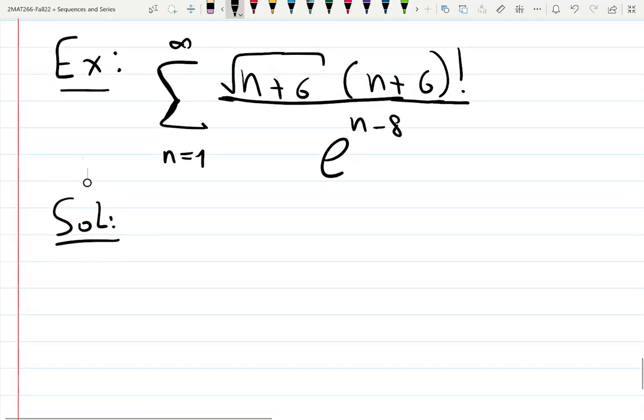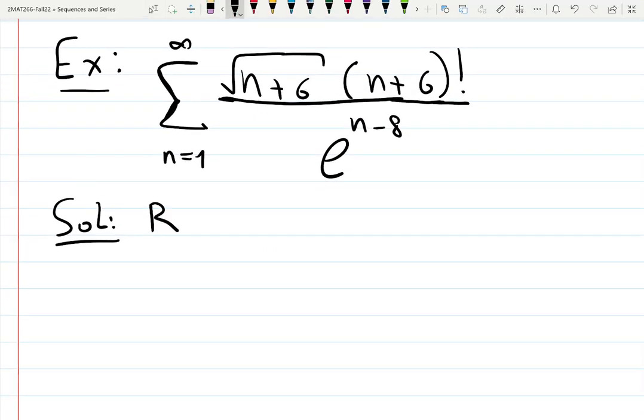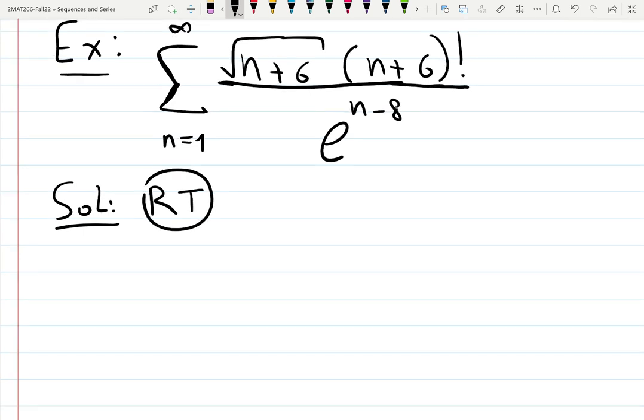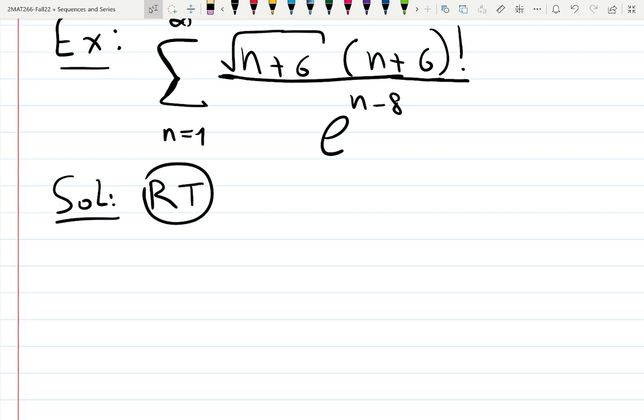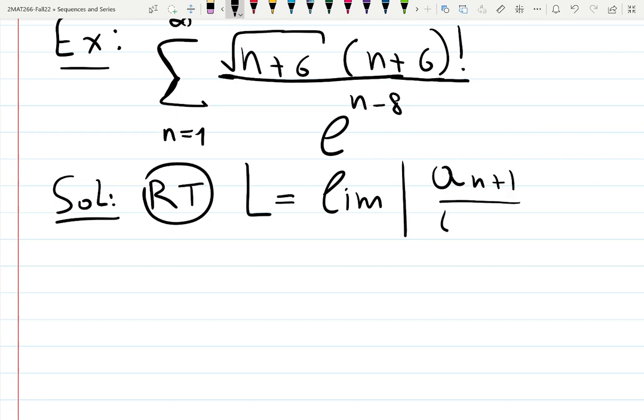Let's figure out the ratio test. Solution, ratio test. Reminding you last time, the ratio test checks the limit. L equals the limit of the ratio, the next term over the previous term, and it had better be less than 1. If it's greater than 1, it diverges. If it's less than 1, it converges absolutely.